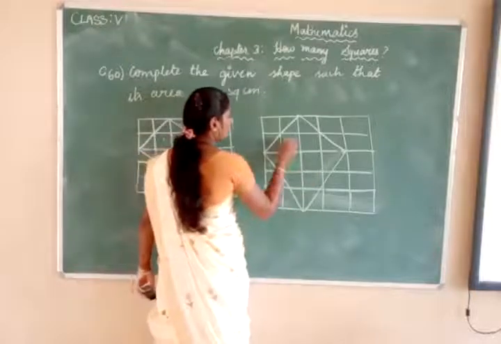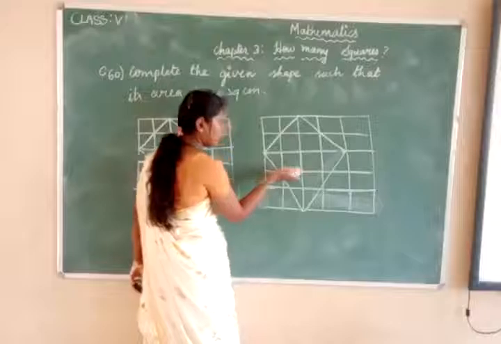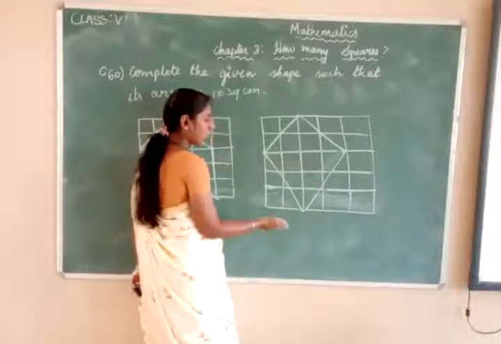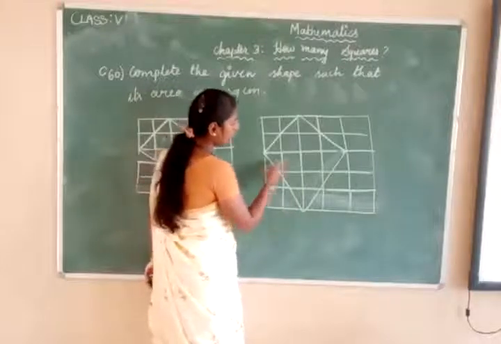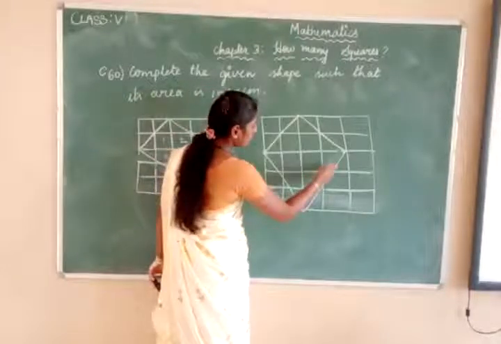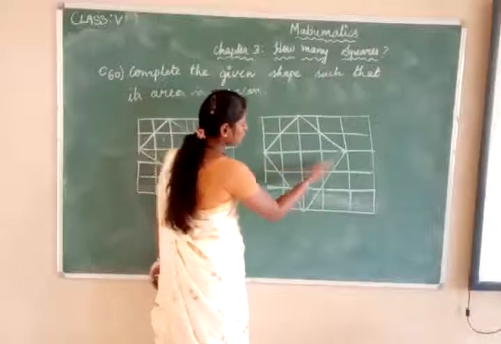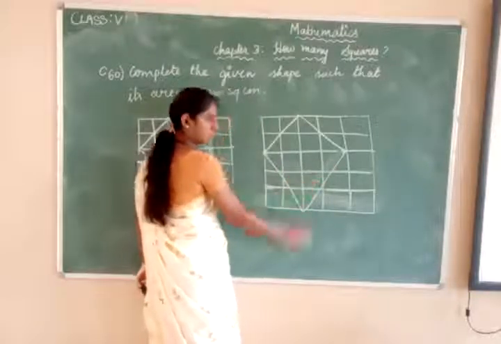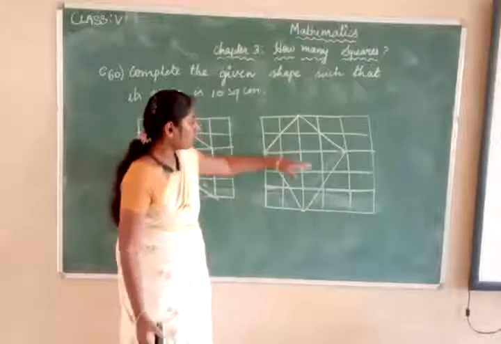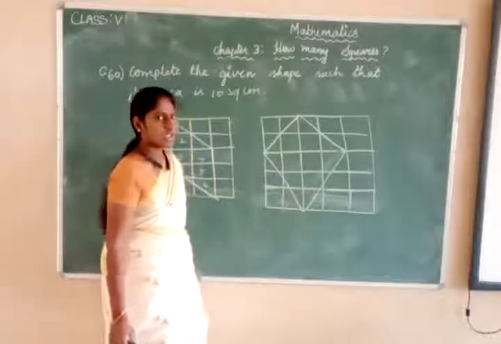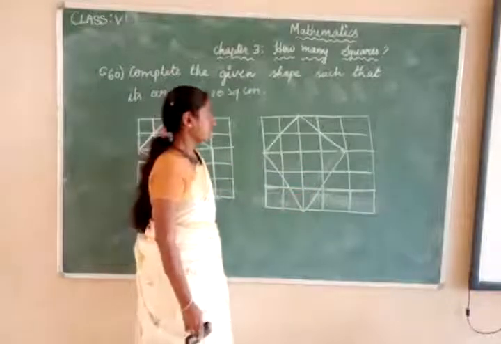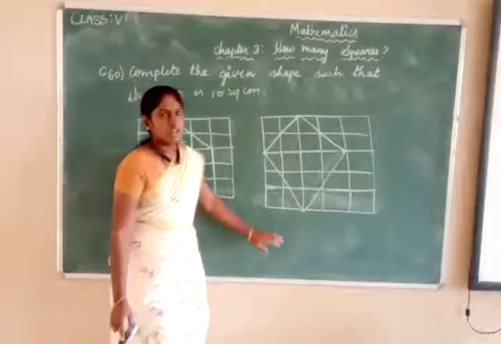So already here we had 4. Here 5, 6. Any half squares here? No. How many squares more than half? 1, 2, 3, 4. So 4. So totally 4 plus 2, 6, and plus 4, 10. So 10 square centimeters. That's all for today's class. Thank you.